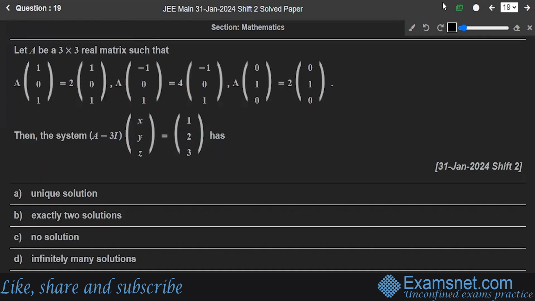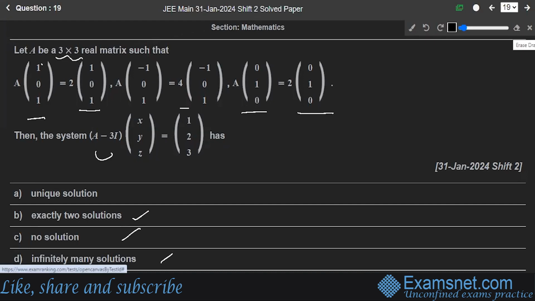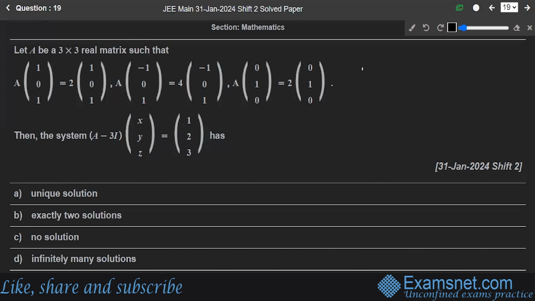Question number 19. Let A be the 3 by 3 real matrix such that A into (1, 0, 1) is equal to 2 into this, and A into this is equal to 4 into this, and A into this is equal to this. We have to find out (A minus 3I) into (x, y, z) equal to (1, 2, 3). You have to find whether this system has a unique solution, exactly 2 solutions, no solution, or infinitely many solutions. You are given that A is a 3 by 3 matrix.